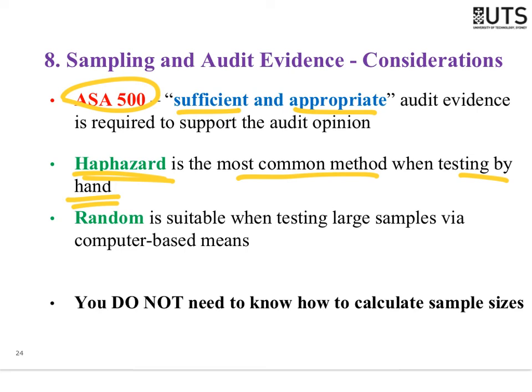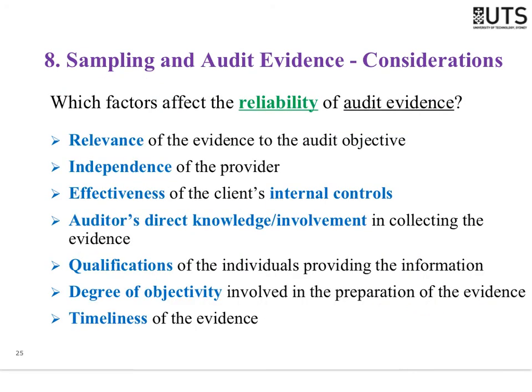Random, on the other hand, is the best one to use if you're testing a large sample and you're using some form of technology to do so. Okay, so they're essentially the key ones I just wanted to distinguish because people often get mixed up. All right, but as I said, you are not going to be asked to calculate sample size. I might ask you when you would take a bigger or a smaller sample or which sampling technique you should use, but I'm not going to ask you to give me a number.